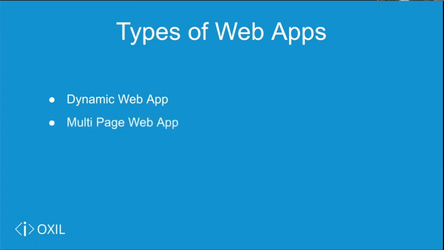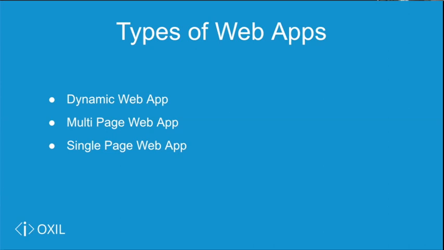Another way of doing it would be a multi-page web app, which is similar to dynamic, but the pages are loaded from the server, but they don't need to be processed on the server. It can just simply return the HTML for the browser to load and interpret. And the last way of doing things that I'm going to cover today anyway, is this idea of a single page web app, which has become quite popular recently. And this is very different to the other two that I've mentioned.